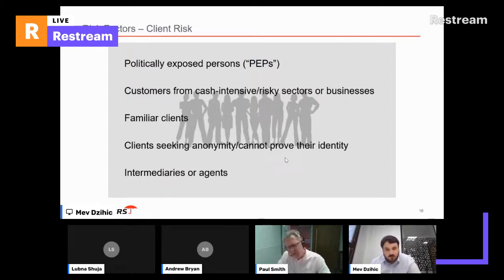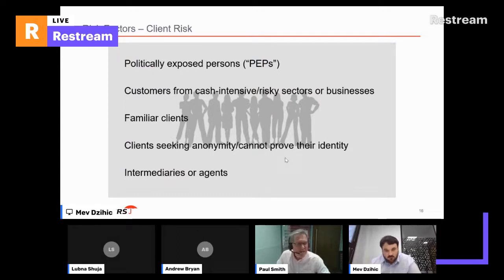Clients seeking anonymity who can't prove their identity. Sometimes this is understandable if clients can't produce identification documentation, if they're elderly, if they're illegal immigrants. But where clients are evasive about producing evidence of identity or produce non-standard documentation, that should be considered higher risk.